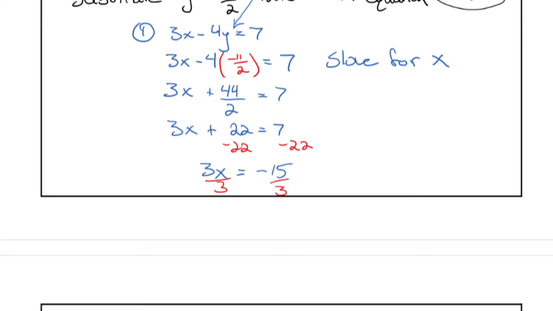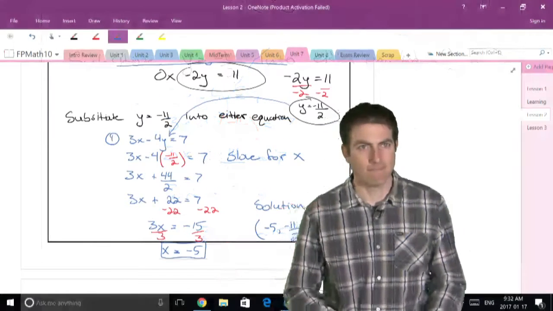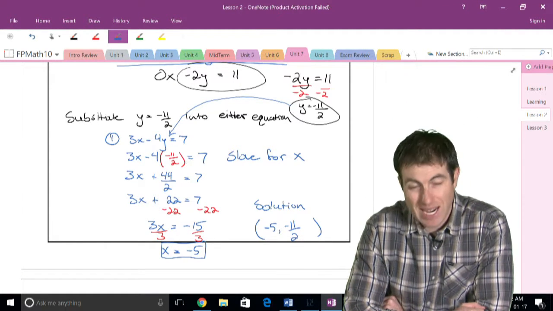Divide both sides by 3, and x equals negative 5. So my solution is going to be my x value is negative 5, my y value was negative 11 over 2. There you go. So there you have an ordered pair. That's the solution to the equation.